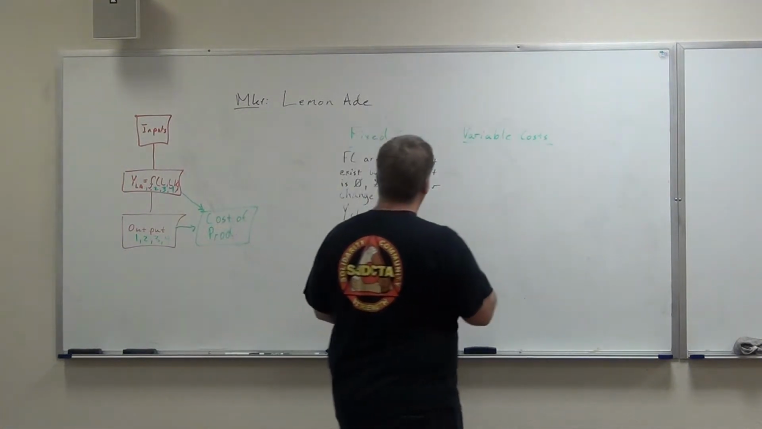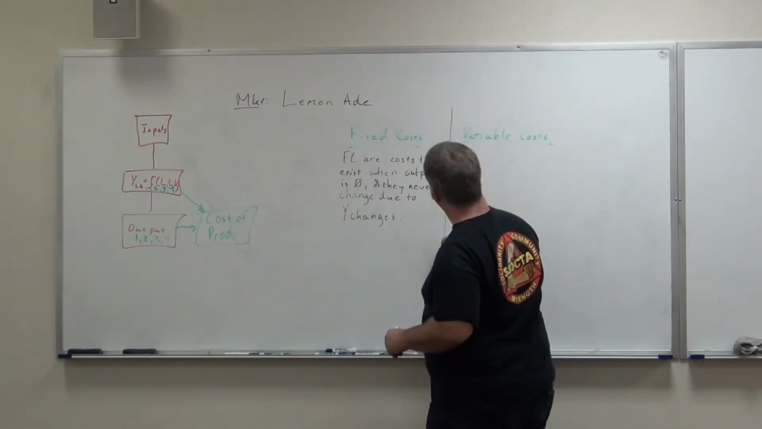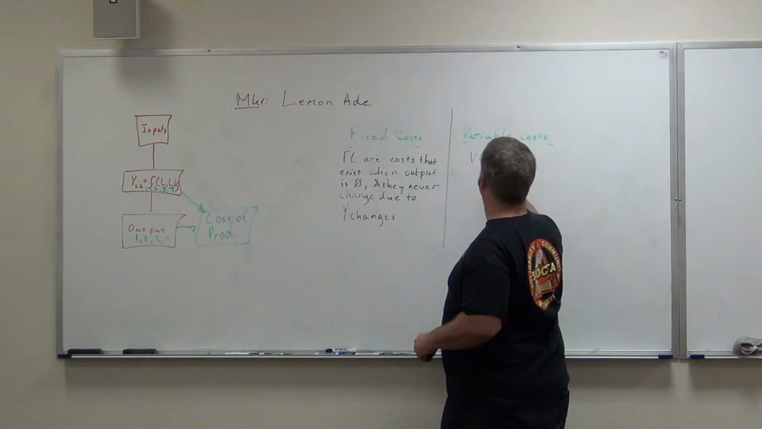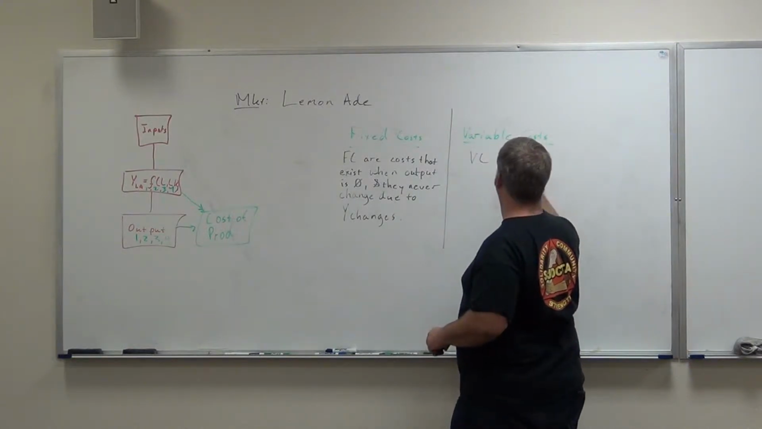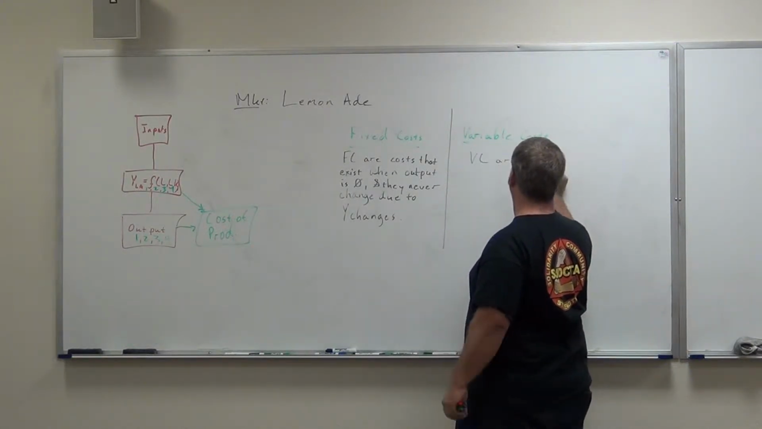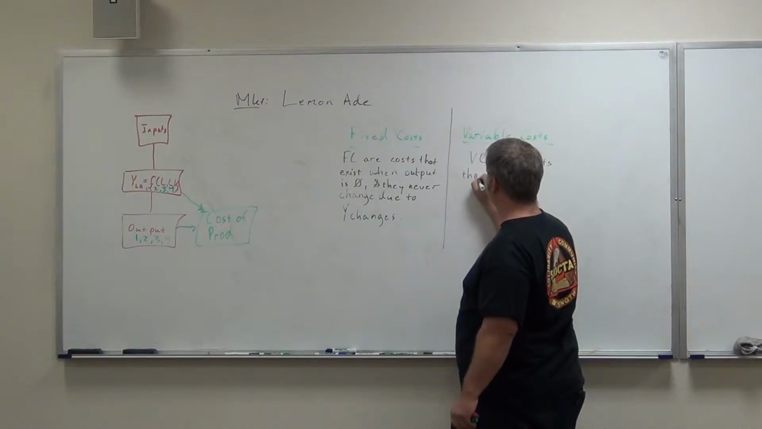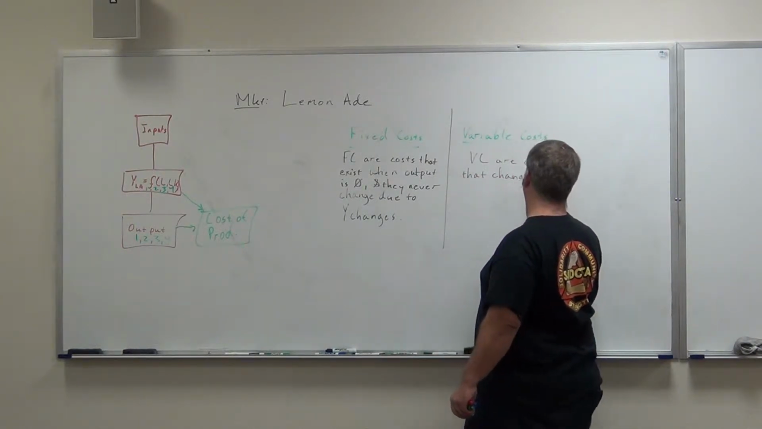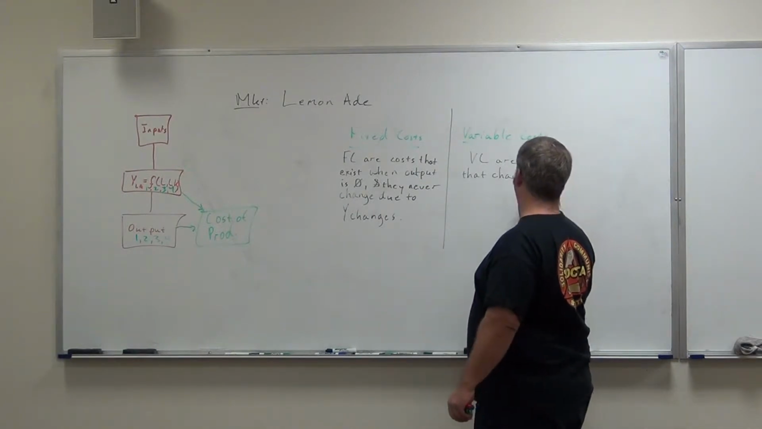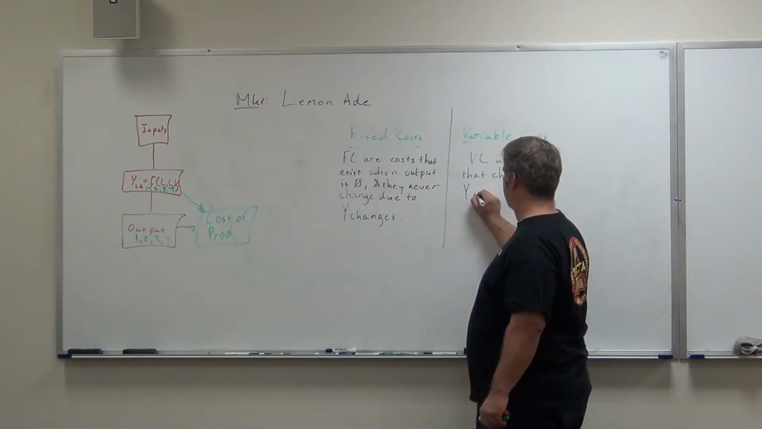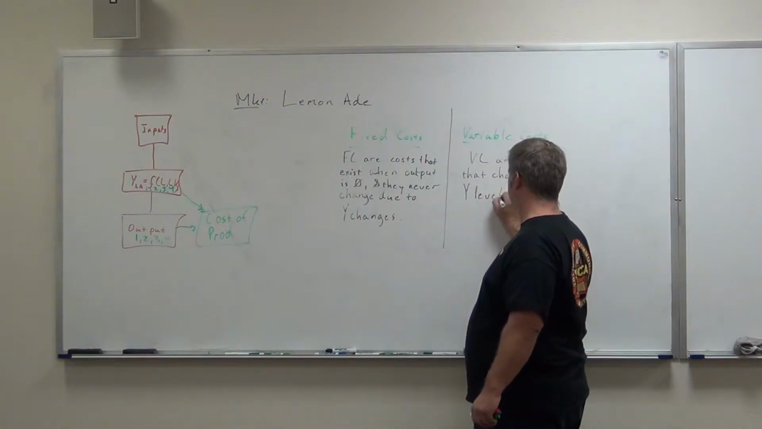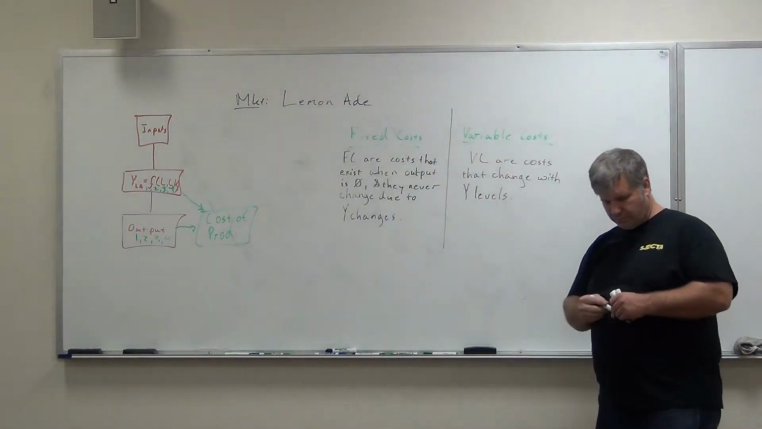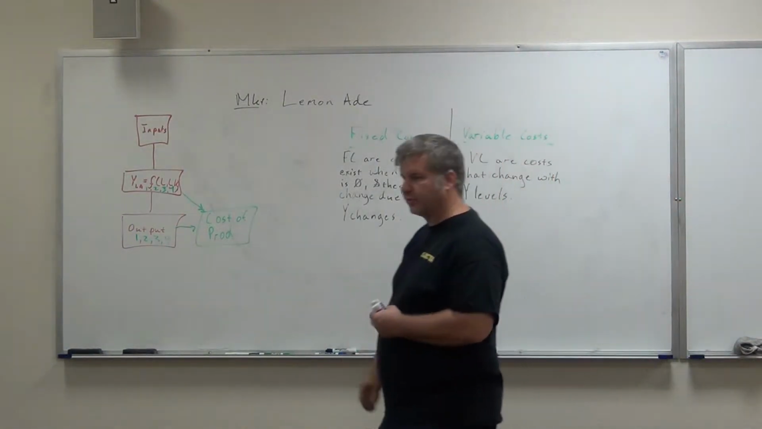Variable costs, on the other hand, variable costs are costs that change with output. So these are costs that are going to change with their output levels.